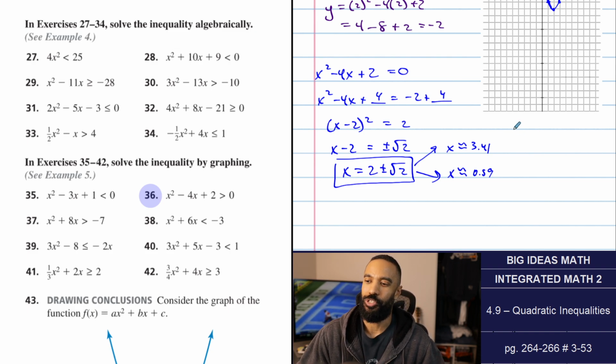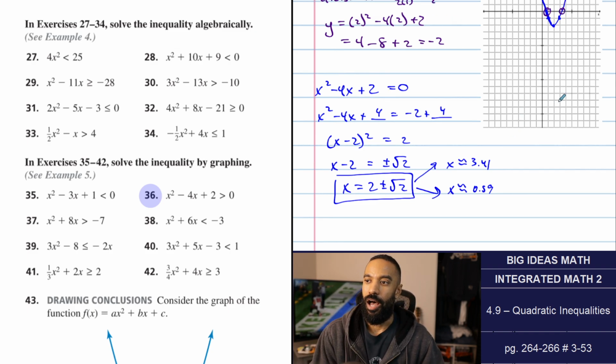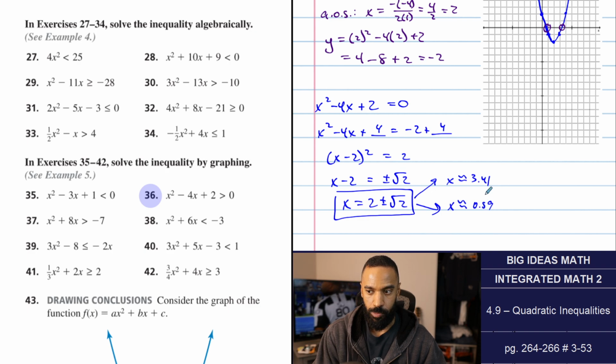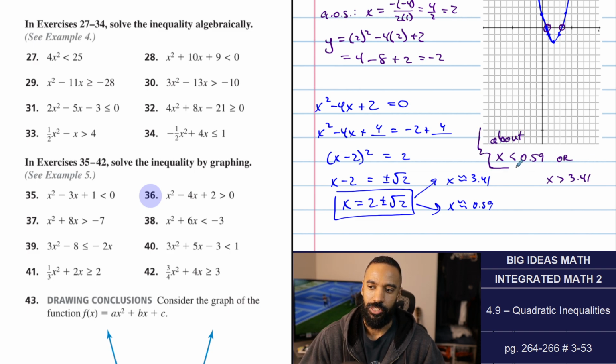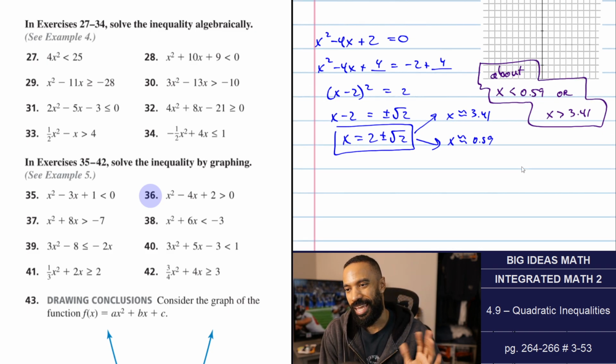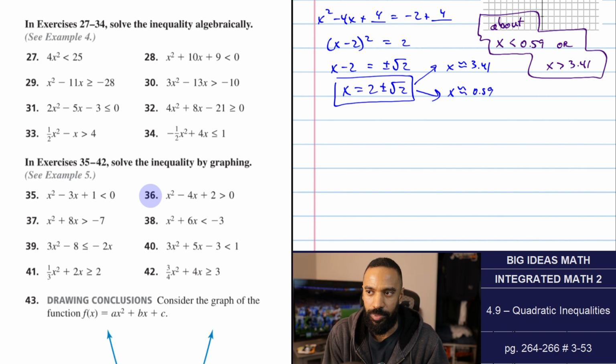So my final solution set here is less than the smaller one, and greater than the bigger one. So x is about less than about 0.59, or x is greater than the 3.41. These are once again about that, because these are irrational, and we rounded those. I kind of want to find a way to say that approximately. I don't know if that's accurate, but that's how I'll do it.